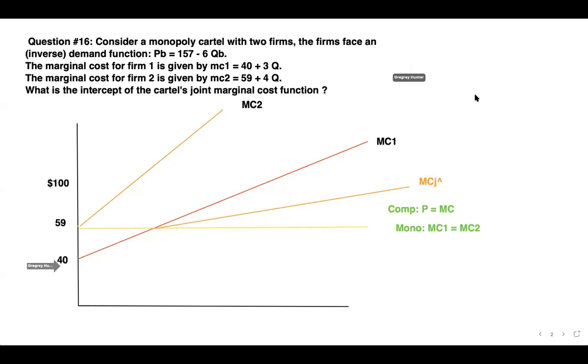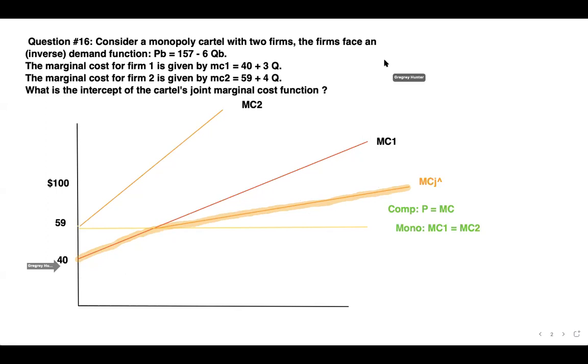But the true joint marginal cost function means that I'm going to follow along and produce only at the low cost factory until I hit the minimum of what the high cost factory can produce. And then I'm going to follow along this leg of the joint marginal cost function. So my true joint marginal cost function is the whole highlighted orange area. And it's a piecewise function.